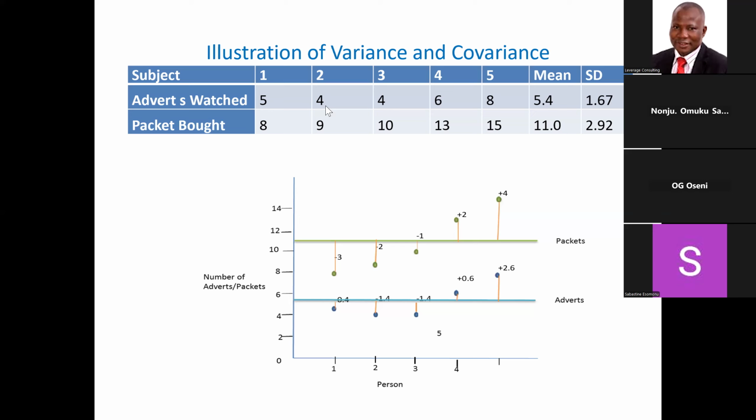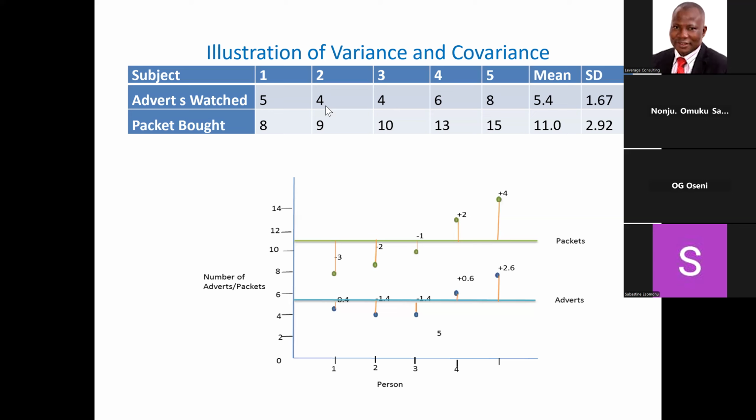So the first person bought 8, which is below the mean by 3. That's why you see minus 3 there. The second person bought 9, below the mean by 2. The third person bought 10, below the mean by 1. The fourth person bought 13, above the mean by 2. And the last person bought 15, above the mean by 4.